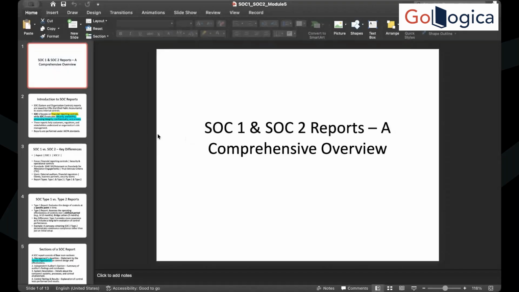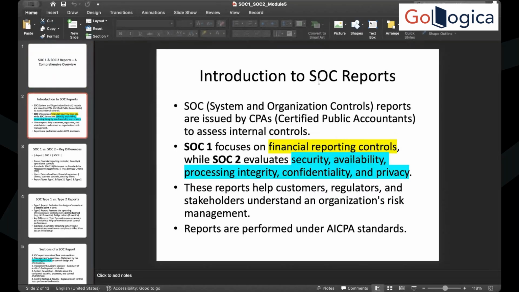This is the SOC 1, SOC 2 report template. Introduction to SOC reports. Why are we doing it? Okay, so you need to understand. I'll first make you understand, then we'll go through the slides and all.